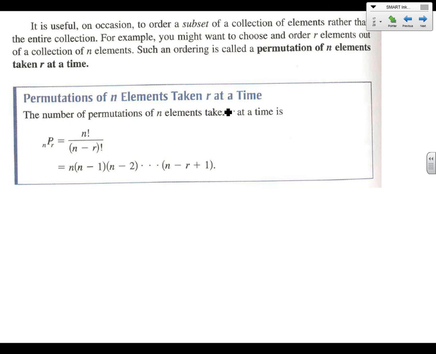Okay, so that brings us to a formula for permutations if we're not going to use everything. The number of permutations of n elements taken r at a time. 8 horses taken 3 at a time. Okay? n factorial over n minus r factorial. So we'll subtract and do the factorial on the bottom.